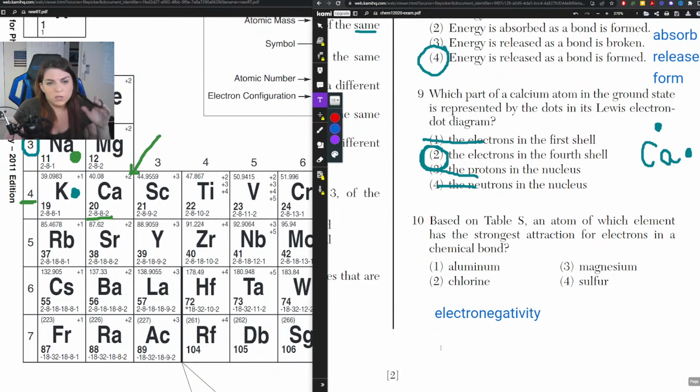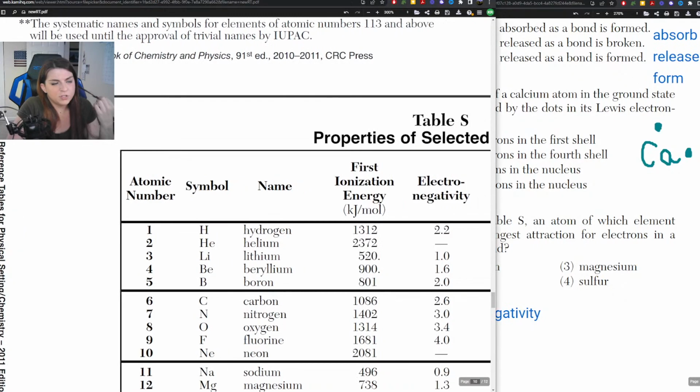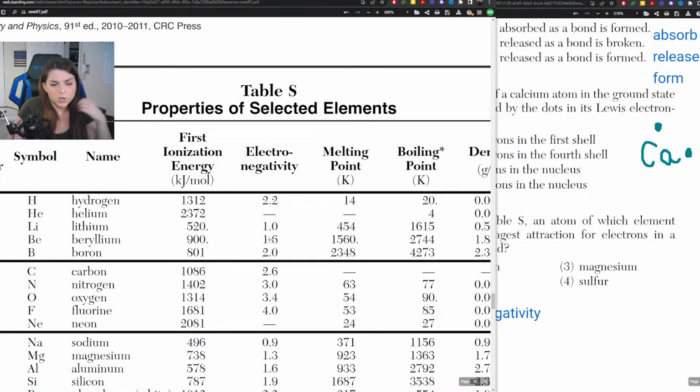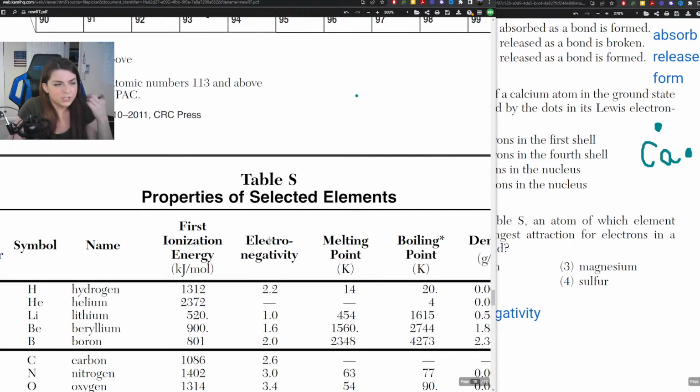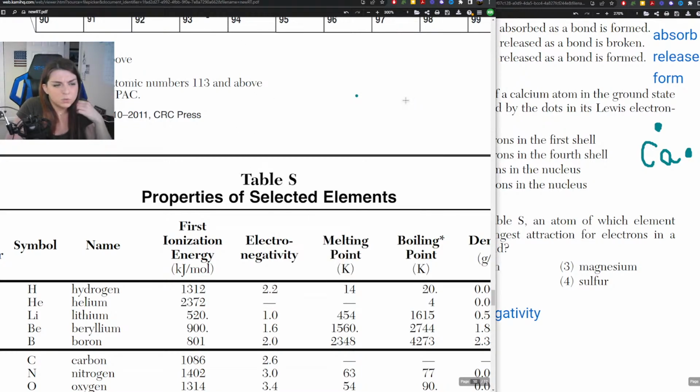So we could look up all of these on Table S. That would be just fine to do. You just look them up. Electronegativity is right here. It runs on a scale of 0 to 4. Nobody has an electronegativity of 0. The noble gases don't have electronegativity values because they don't bond, because they're inert.